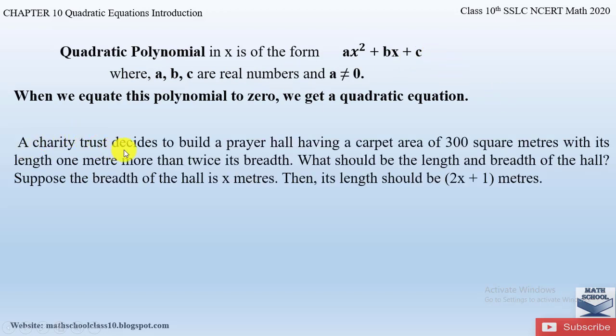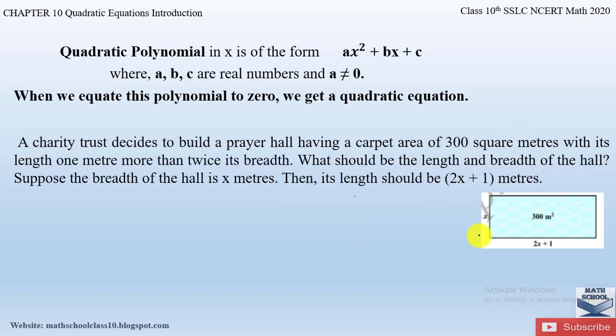A charity trust decides to build a prayer hall having a carpet area of 300 square meters with its length 1 meter more than twice its breadth. What should be the length and breadth of the hall? Suppose the breadth of the hall is x meters. Then its length should be 2x plus 1 meters.